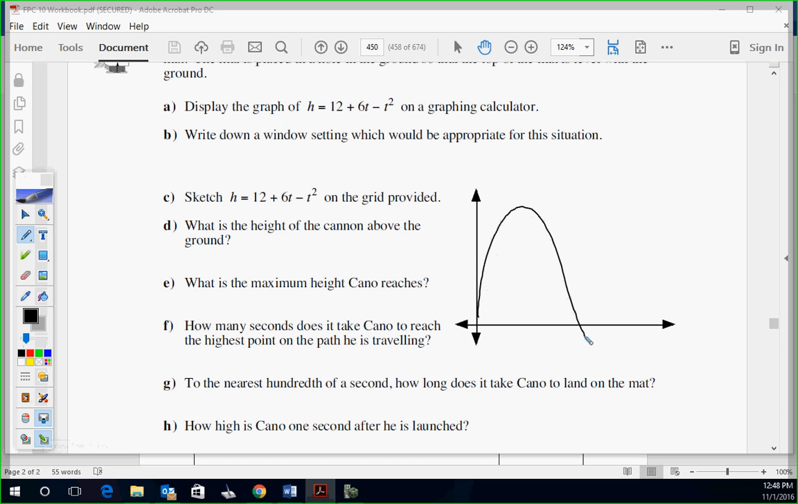Write down a window setting which is appropriate for the situation. This is what I wrote down. You could have tried something different, but I did negative 20, 20 with a scale of 2. Again, this could have been maybe 25, which would have been just a little bit better so you can see the top of it. We sketched it. What is the height of the cannon above the ground? So what does that represent? Where is that in this picture? Where's the cannon at?